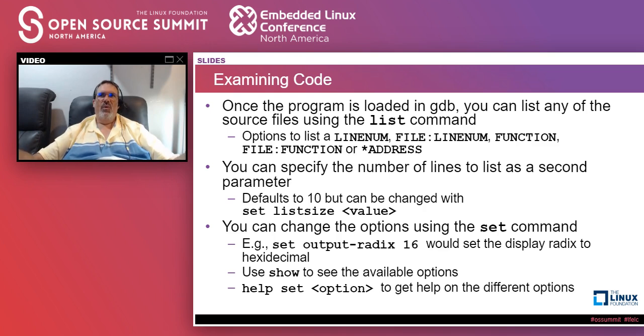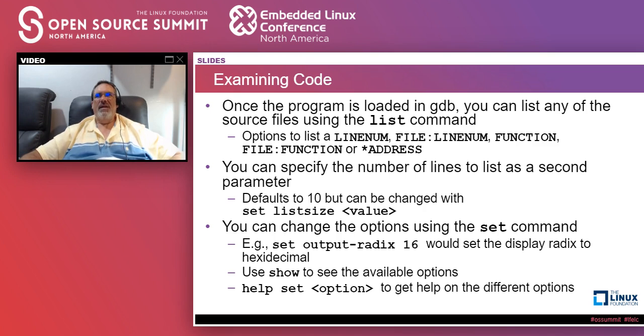So when we use the list command, we can specify a line number, a file at a particular line number, a function name or a function inside of a file, or a specific address. All of those things work when I'm using the list command. Obviously, if I'm doing a list of an address, I'm typically going to be looking at assembly language code at that point, but that's okay. That's not at all unusual when you're starting to do low-level debugging.